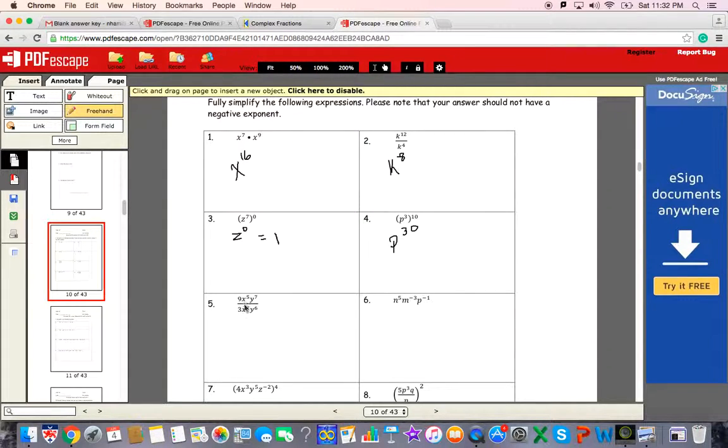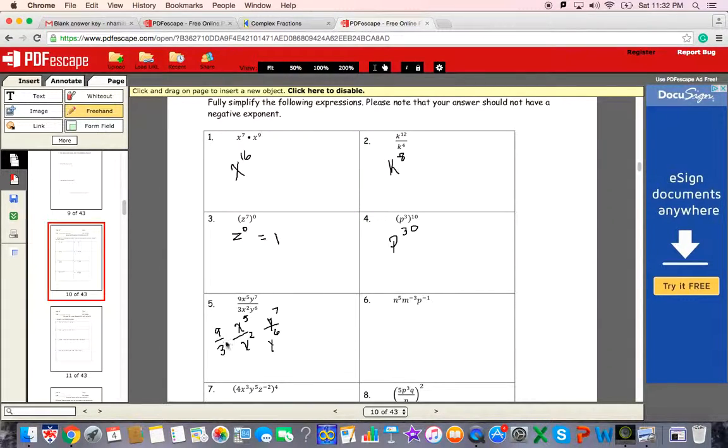So whenever you see something like this, where you have numbers, x's, y's, different variables, I think it's a good idea to break them apart. So we can say 9 over 3. And then we can say x to the 5th over x squared. So I'm putting the x's together. And then I'm going to put the y's together. So y to the 7th over y to the 6th. All right, now it starts to look a little bit easier.